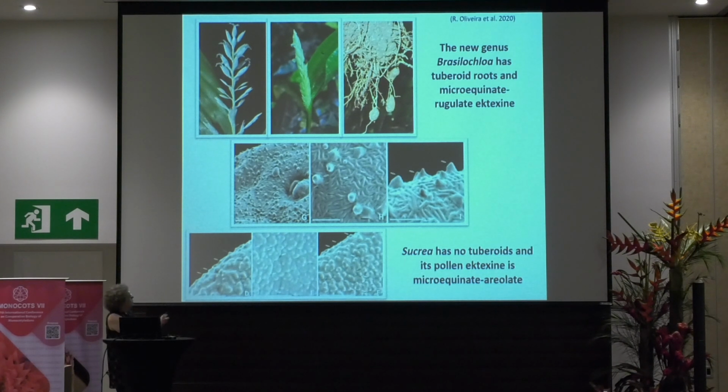And there is Brasilochloa. Inflorescences look different from the other members of this group, kind of spicate to start, and then they spread out. They've got tuberoid roots, which is very unusual in the grass family. And this is the pollen pattern that is quite different from Sucrea and also Radia. So again, multiple data sets are giving us the same signal here.